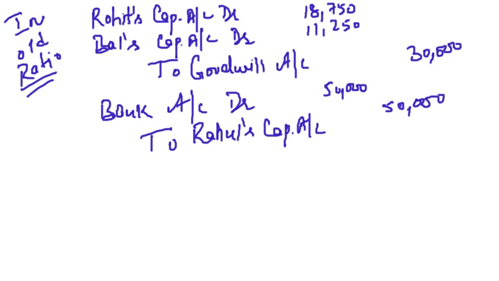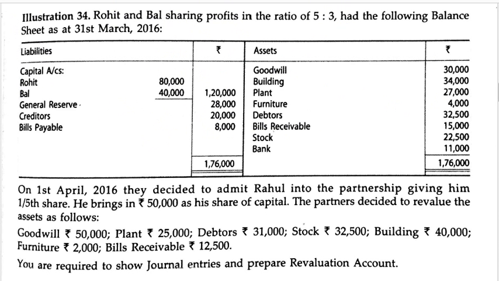Now, he is not bringing goodwill, but we have to take the effect of goodwill. Goodwill is revalued at 50,000. His share in the profits. See, it is given that Rahul is admitted into the partnership, giving him 1/5 share in the profits. What is the value of goodwill? 50,000. Now you know how to calculate the amount of premium to be brought in by new partner. Let's see.